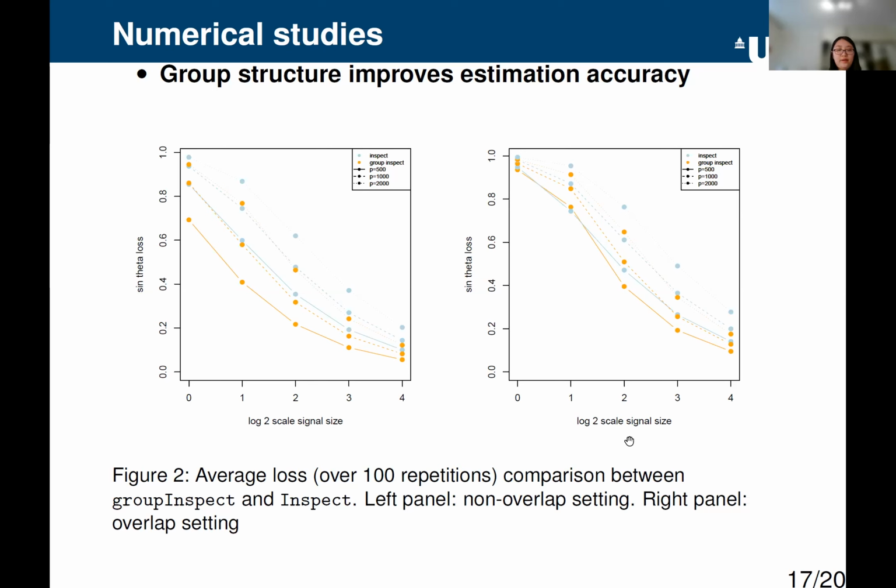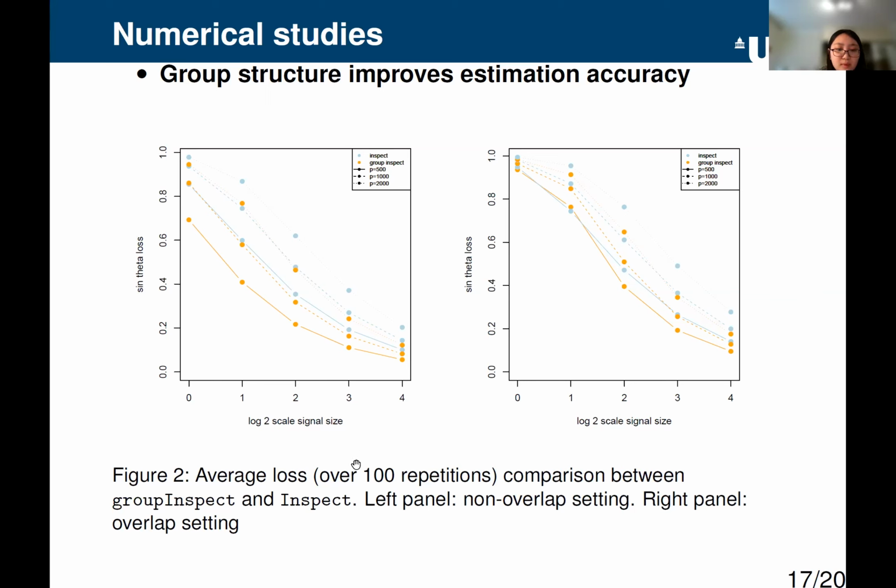Then we want to compare the performance of our algorithm with another projection-based algorithm, inspect, which only takes the sparsity as the assumption, without considering the group information. So groupInspect is the name of our algorithm, and inspect is the algorithm we want to compare with. We also conduct the simulation experiment under 2 settings. On the left-hand side is the setting when the groups are not overlapped, and the right-hand side is the setting when the groups are overlapped.